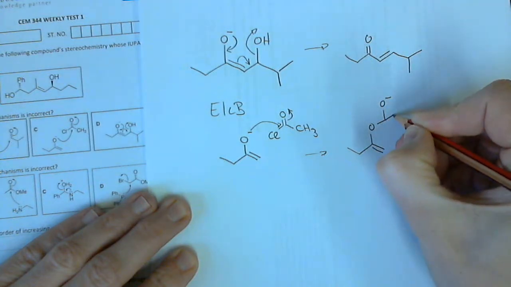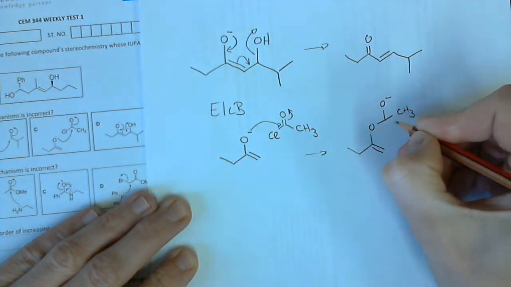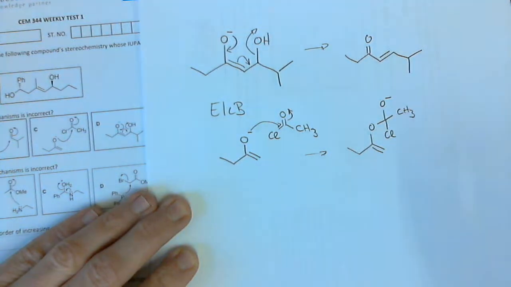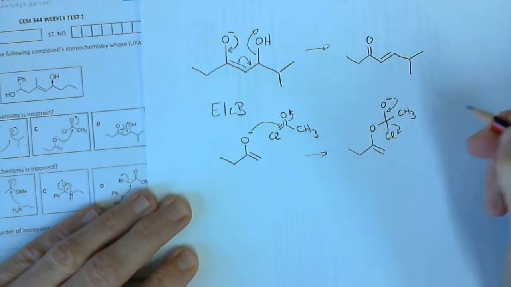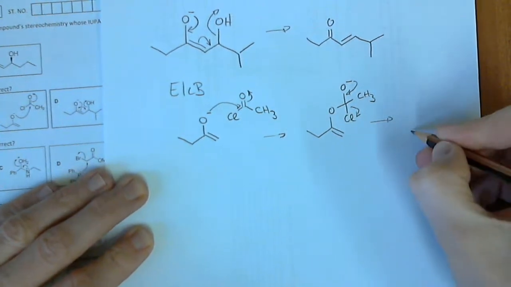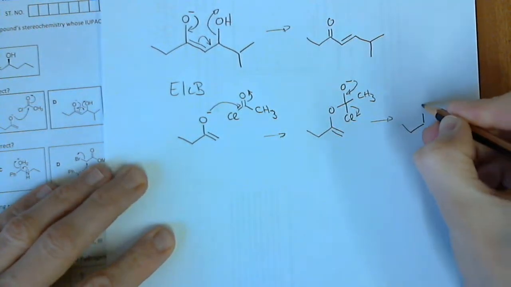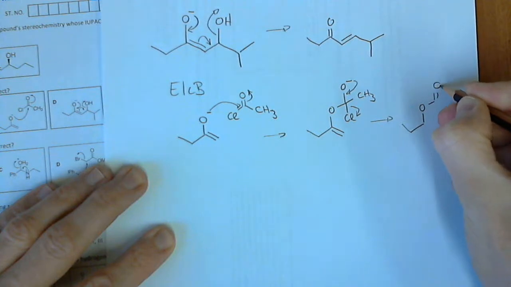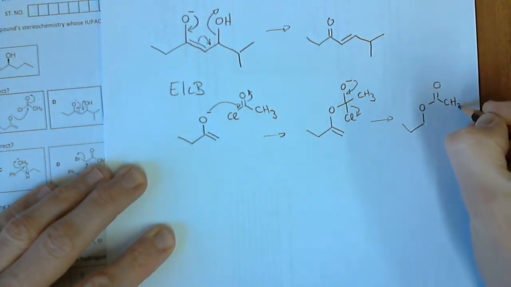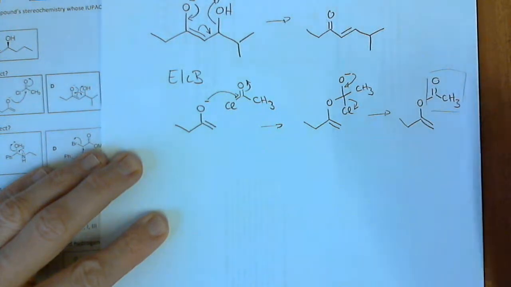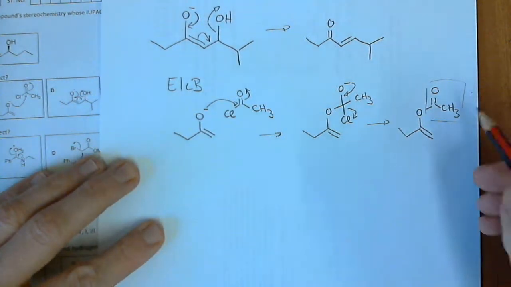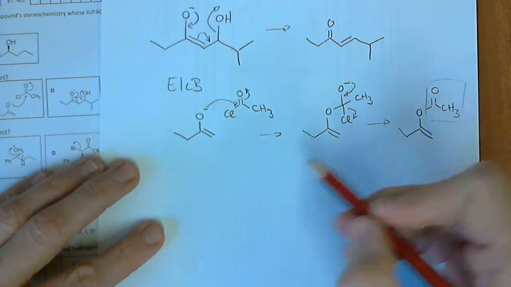O minus, CH3, and a Cl. And now what will happen is the negative charge comes back in and the chlorine is given off, and so we've effectively acylated, because we put an acyl group onto the oxygen. This is the acyl group there. There's a bit more to this question than meets the eye.